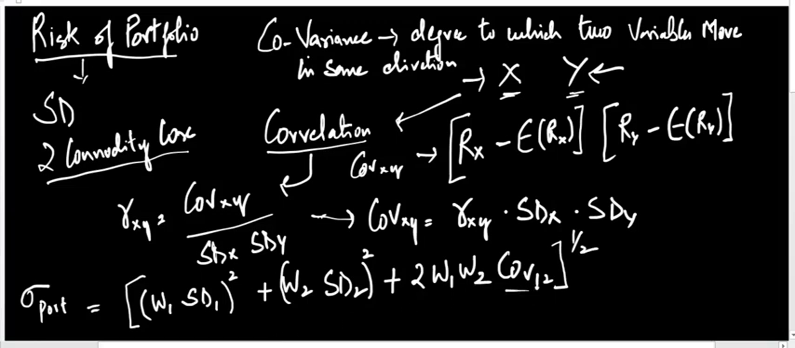I can also replace this covariance by using correlation between security x and y into standard deviation of x into standard deviation of y. In this way, I can calculate the risk on the portfolio. Now let me take an example to explain how we actually calculate the risk of the portfolio.